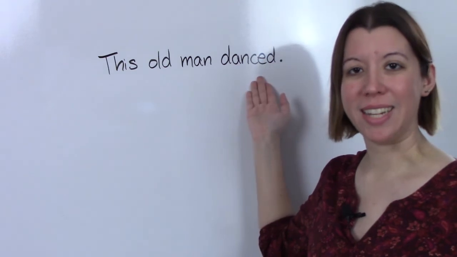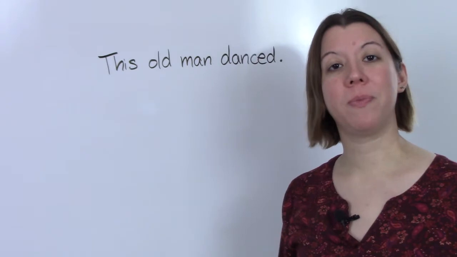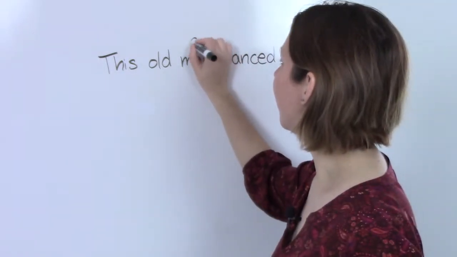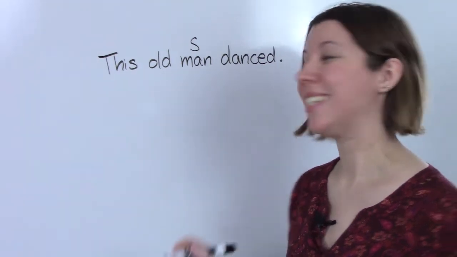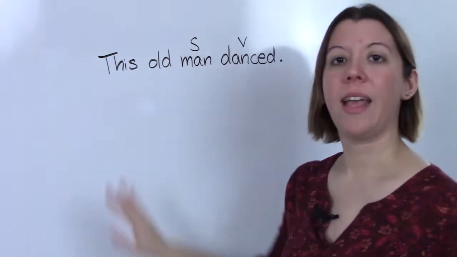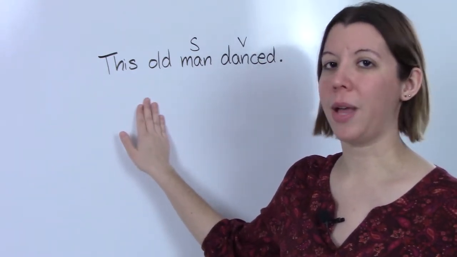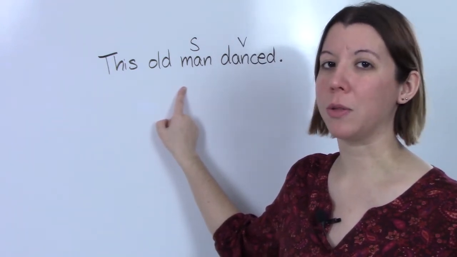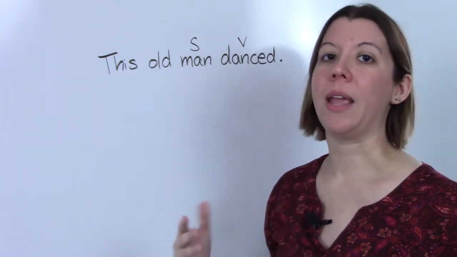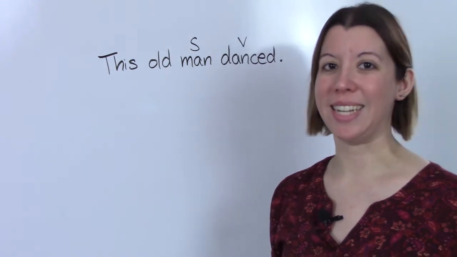Let's try some together. Here's the sentence, this old man danced. Let's start by finding the subject. What is the sentence about? It's about a man. Let's label the verb next. What did the man do? Danced. Let's look at the two words we have left, this and old. They're both modifiers. They both give more information about the man. They are both attributive adjectives. Now, to keep things simple in our parsing, we're just going to label them ADJ.